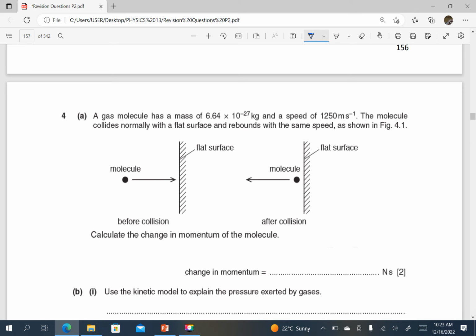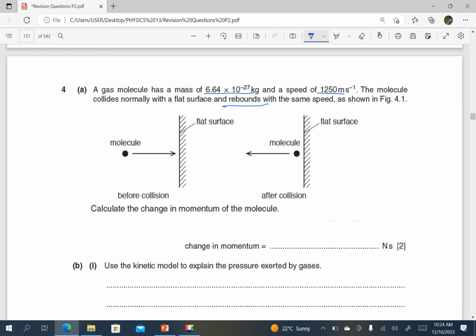A gas molecule has a mass of 6.64 times 10 power negative 27 kilograms, and its speed is 1,250 meters per second. The molecules collide normally with a flat surface and rebound. That is the most important part. When a particle or an object rebounds, it means it moves in the opposite direction to its initial path. Calculate the change in momentum of the molecule.